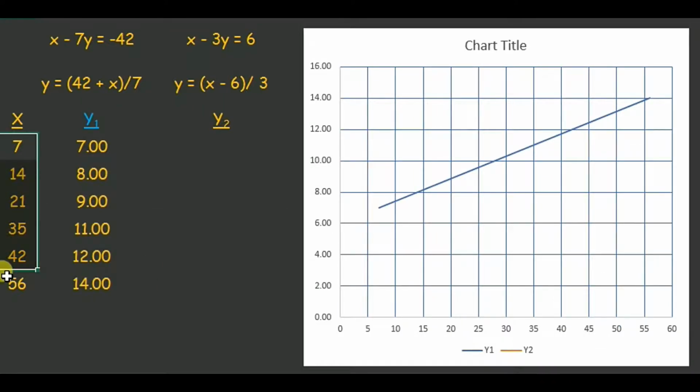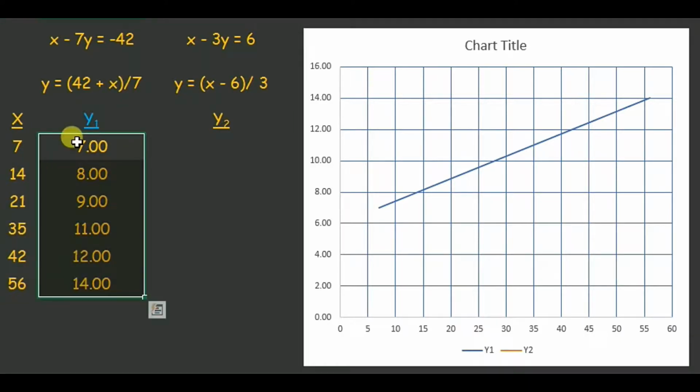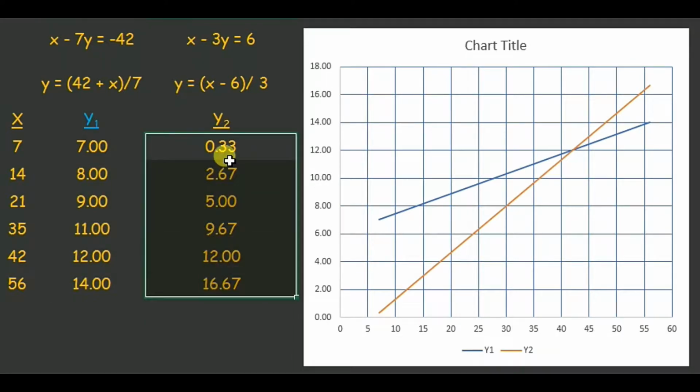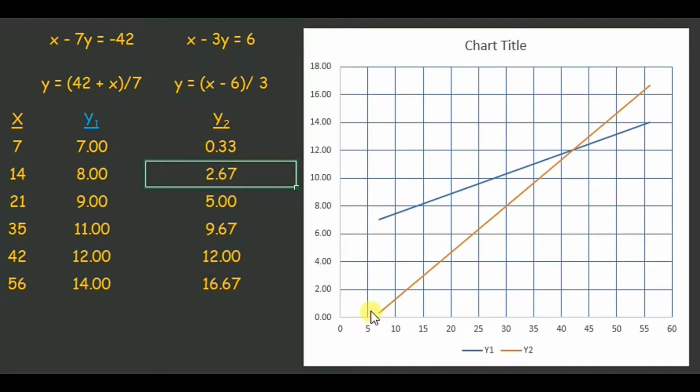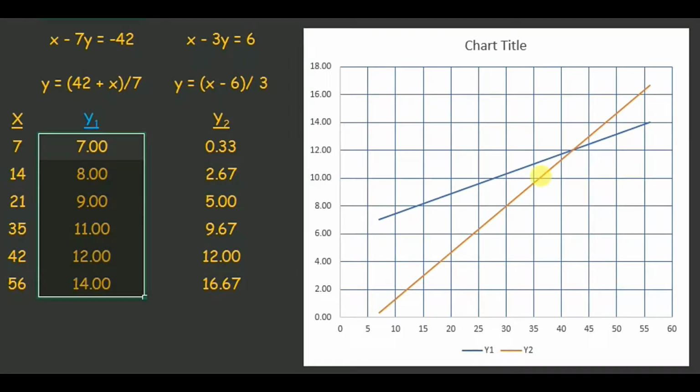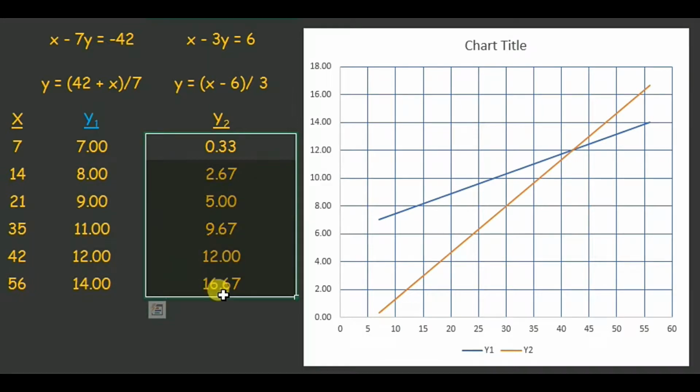These are my x values. Replace this x with these values, and you will get y values here. I represent this as y1. Now let's replace this x with these x values and get the y2 values. These are y2 from this equation. This blue line represents y1, and this orange line represents y2.